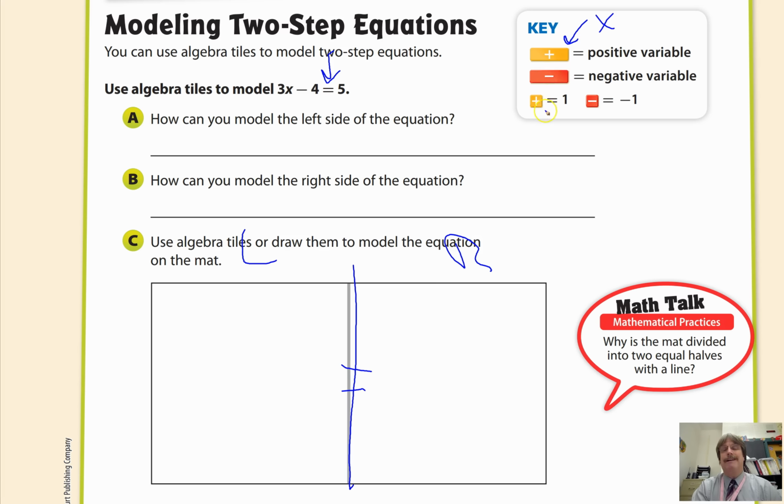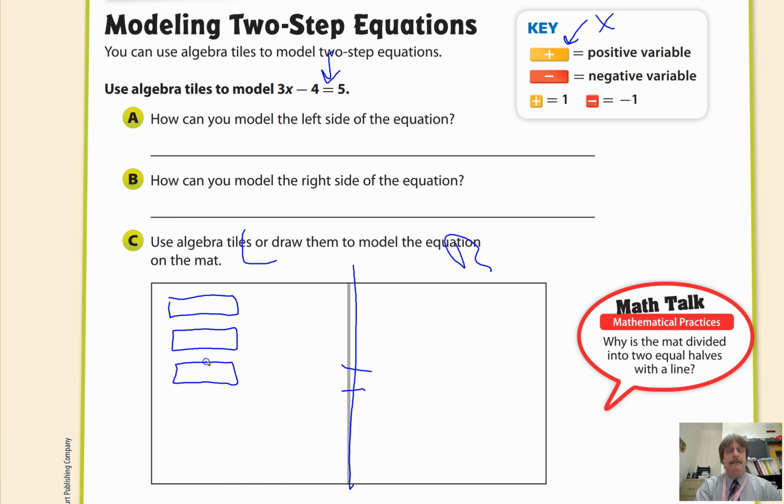This represents our constants, so that could be like, say, 4 or 12 or whatever. So we're going to look at how you can model the left side of the equation. I'm going to put in 3 of my x variables here. I also have to put in 4 negative 1s on the left side. How can you model the right side of the equation? Well, I'm going to put in 5 positives. So when we draw that, it's going to look like this.